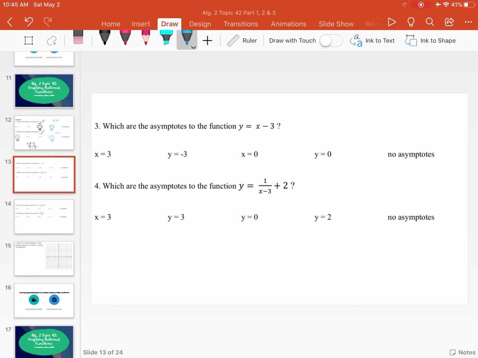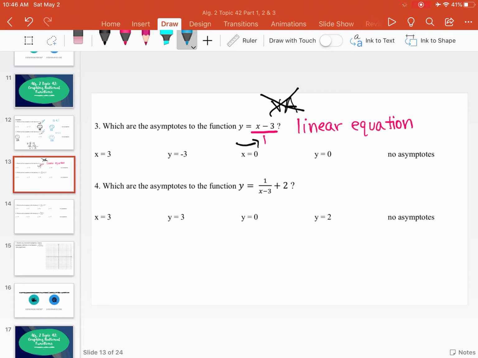Moving on to example number 3, which are the asymptotes to the function y equals x minus 3. Now here, I notice that there isn't a denominator of our fraction. However, if I don't see a denominator, there's automatically a 1 there. This is an example of a linear equation. We would be able to graph this. If I look at the denominator in order to determine my vertical asymptote, I know that 1 already does not equal 0. So I do not have a vertical asymptote.